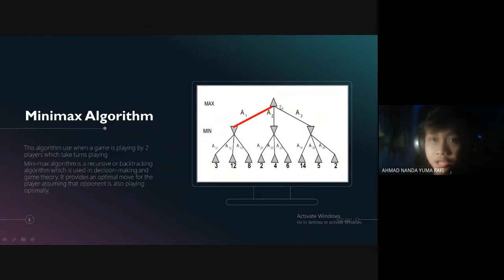As you can see over here, the first turn is for min. It chooses the lowest value from all of the values. The min algorithm will choose 3 because 3 is the lowest value. And then in the next turn, the max will choose 12 as the highest value in this line.